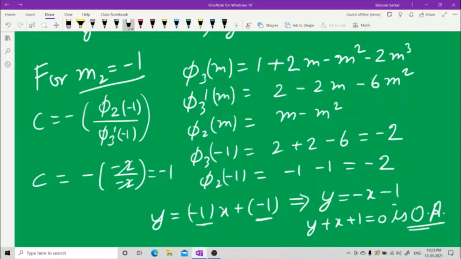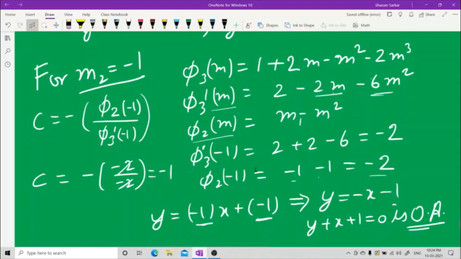देखो यहाँ पे क्या किया है मैंने, phi 3 dash m निकाल लिया, फिर phi 2 तो जो था है, वहां पे phi 3 dash m में मैंने minus 1 पुट किया, put minus 1, this is plus 2 and this is minus 6. minus 1 का square is plus 1, तो minus 6. तो minus 2 and minus 1 का square minus 1 and minus 1 का square plus 1. Therefore minus 2 upon minus 2, minus 2 cancels out. This is minus 1. So this is the second asymptote.